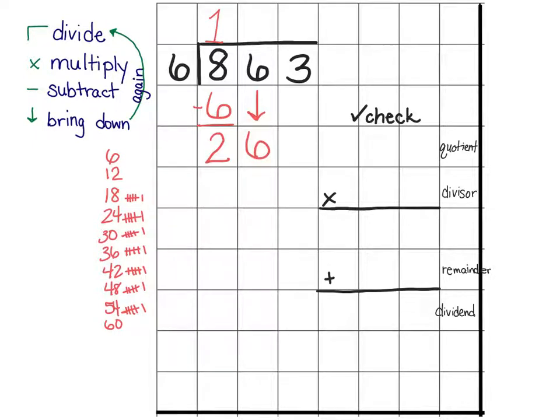Now we have 26 divided by 6. So in our line, where is 26? It's right here. So let's count. 6 times 1, 6 times 2, 6 times 3, 6 times 4. There are 4 groups of 6 in 26. So now that we've divided, let's multiply. 4 times 6 is 24.